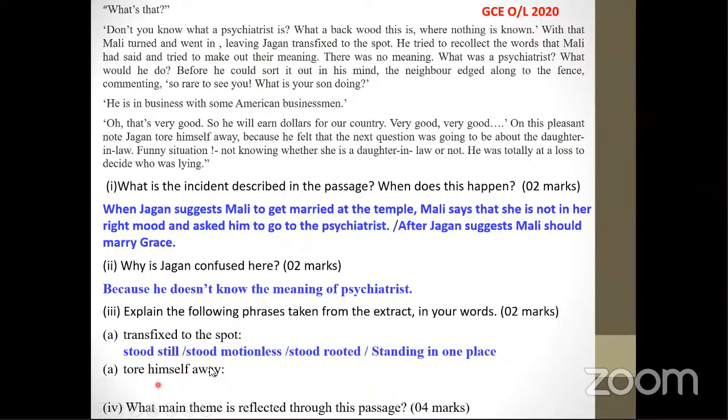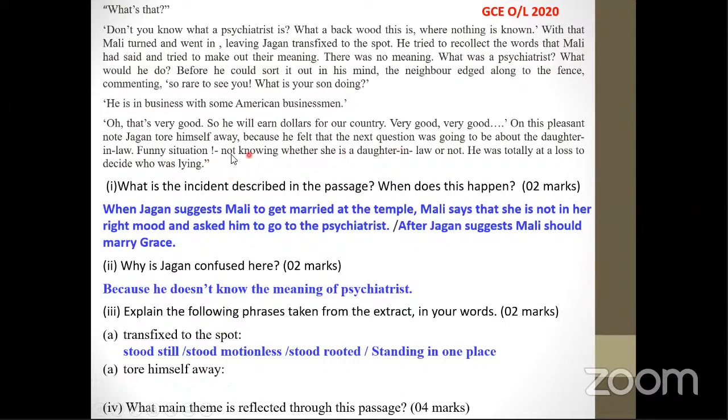And the next one is tore himself away. Right? Now, when we come to the latter part, Jagan, unable to act. Unable to act, but it is not a drama to act here. Do we get the idea when you say unable to act? Act gives a different meaning. So you have to be thoughtful there.